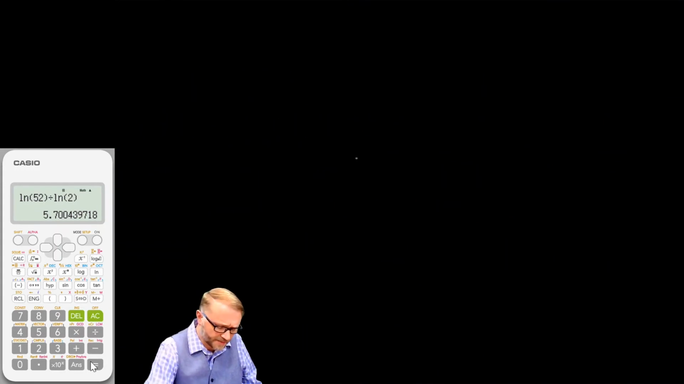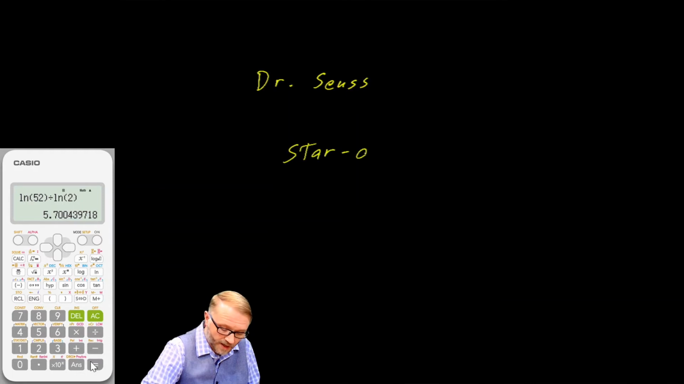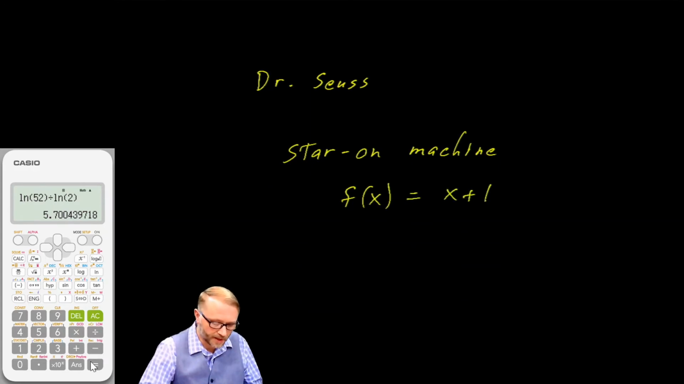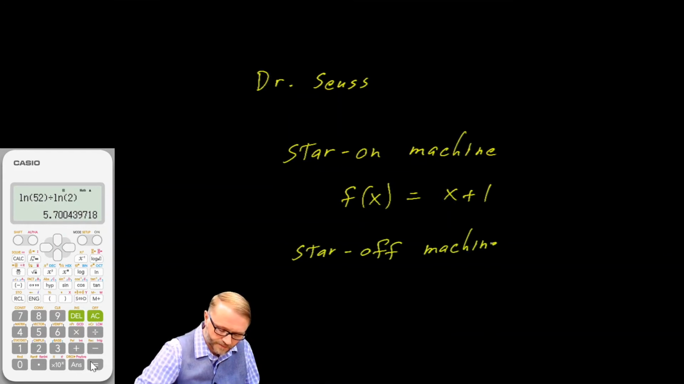So let's put that together. We have this book by Dr. Seuss, and in that book we have a star on machine, technically identified as f of x is equal to x plus 1, because it puts a star on the Sneetch. We also have a star off machine, technically identified as g of x is equal to x minus 1.